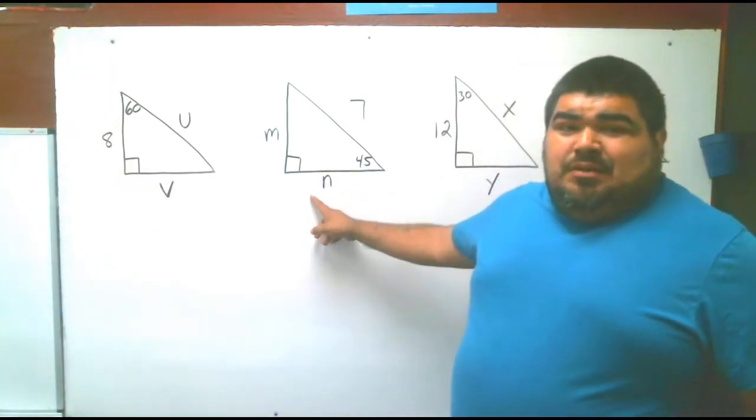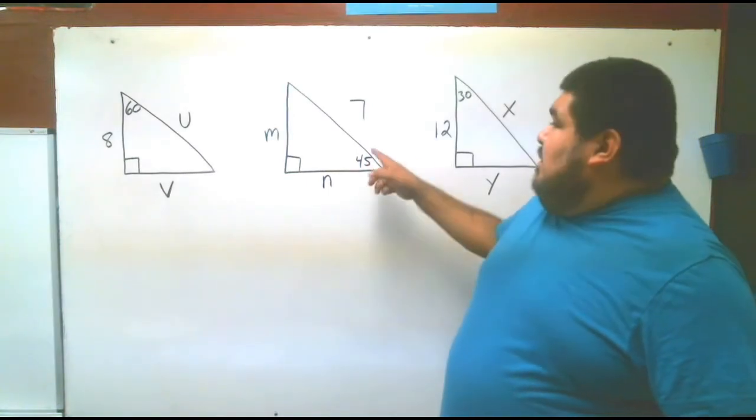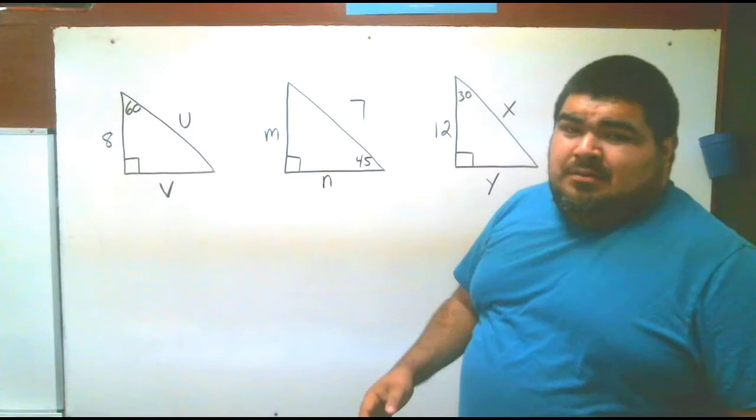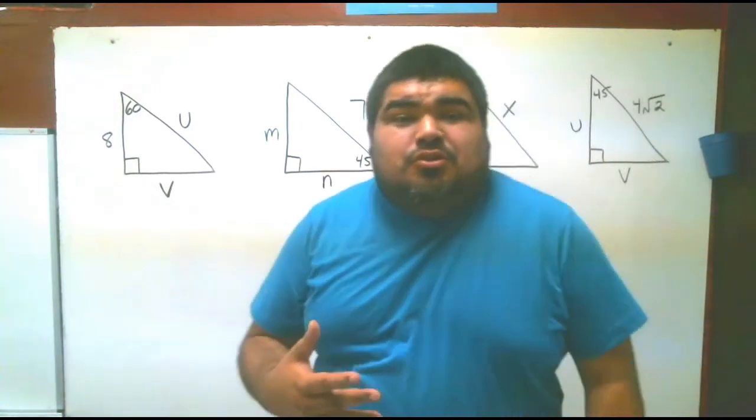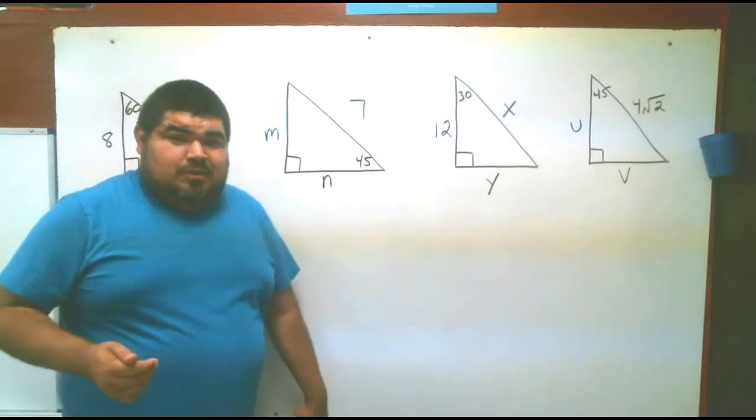We have a second one where we have a 90 and a 45. Our hypotenuse is 7. Our legs are M and N. Remember, you have to choose which theorem to use according to the triangle.